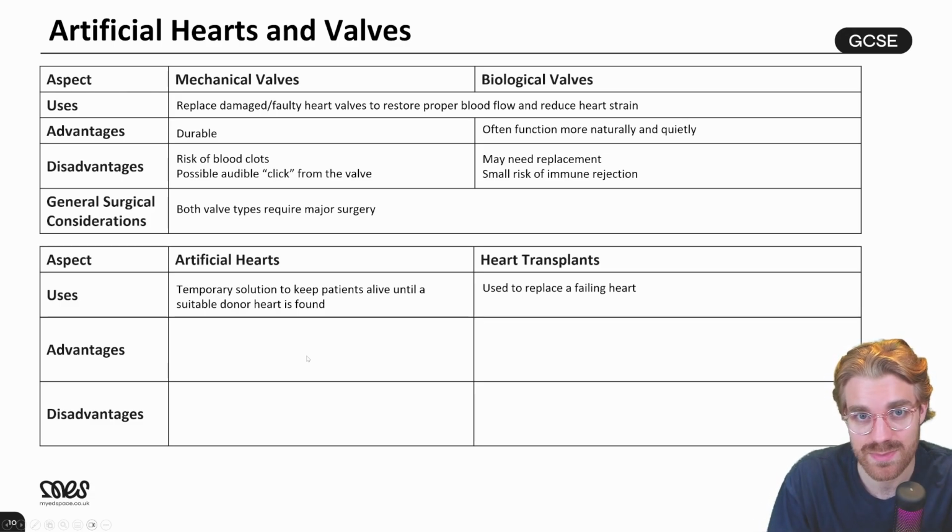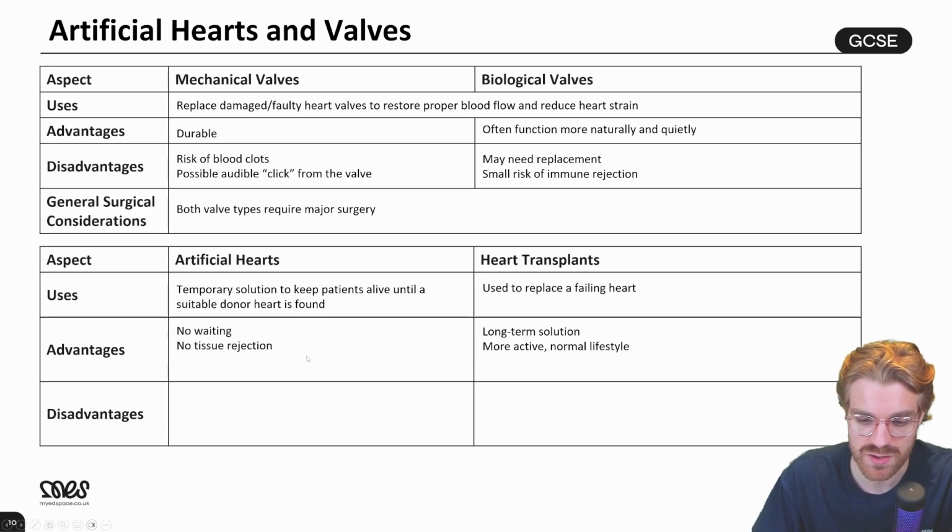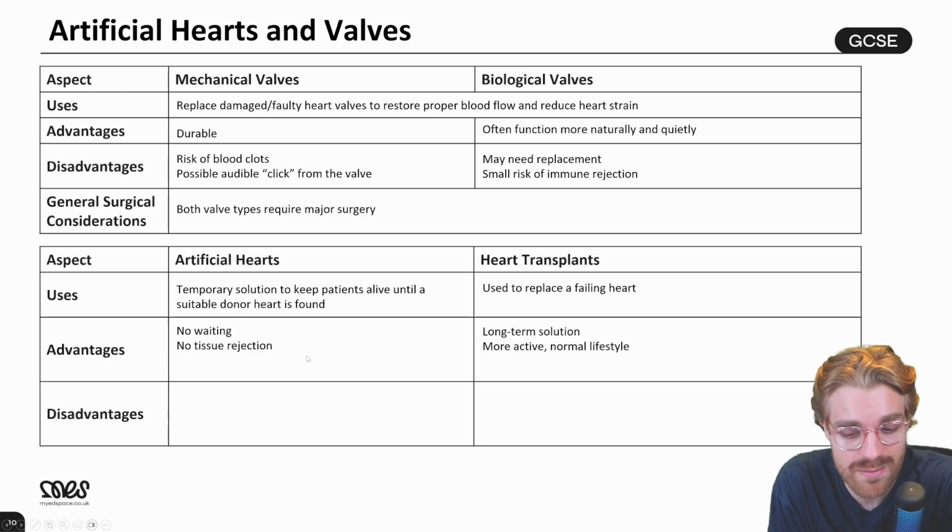Now, each of these has potential advantages. So the artificial hearts, there is no wait time and there's no chance of tissue rejection either. Whereas the heart transplants, well, this is a long-term solution. Once the heart transplant has taken place, it should stay there for the rest of the person's life. And it also means that they're going to be more active and have a better quality of life and their lifestyle might potentially return to normal.